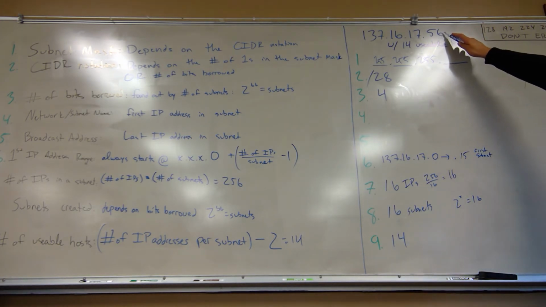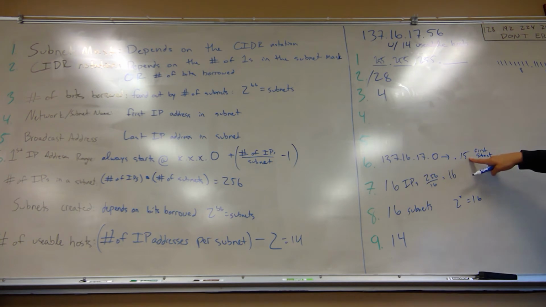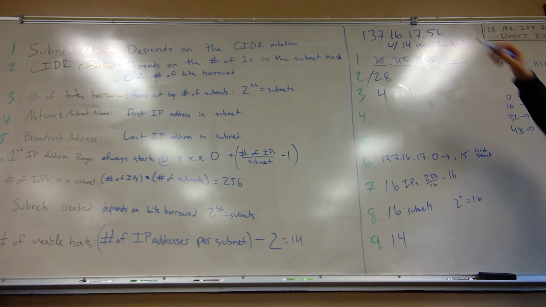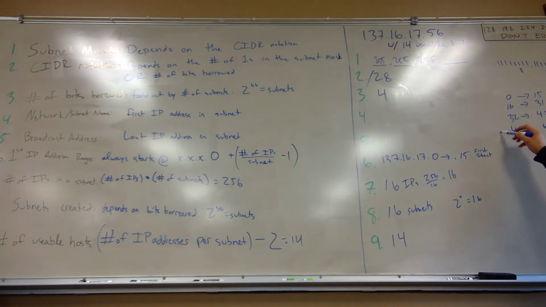Is this IP address in this subnet? No, because this 56 is not between 0 and 15. So if 0 to 15 is the first subnet, 16 to what is the next one? 32 to 47. 48 to 63. So which subnet is 56 in? The fourth one. Does that make sense, Sebastian?